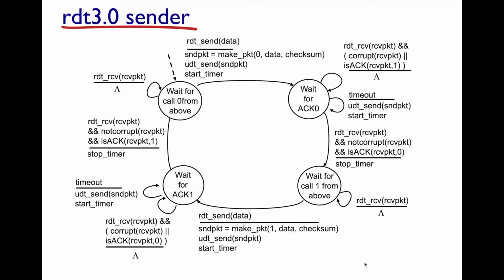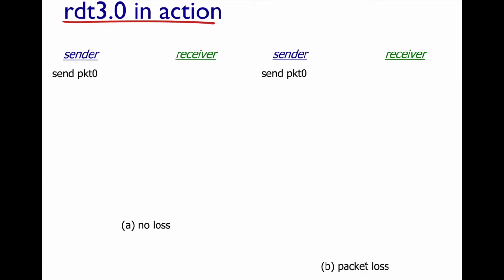No questions? All right. So let's take a look at RDT 3.0 in action. And this is the full-blown treatment of reliable data transport. RDT 3.0 takes RDT 2.2 and it adds these timers so that you can handle issues concerning congestion.